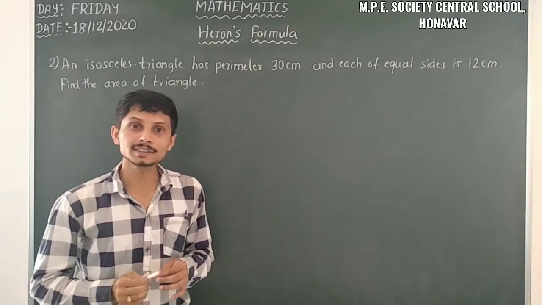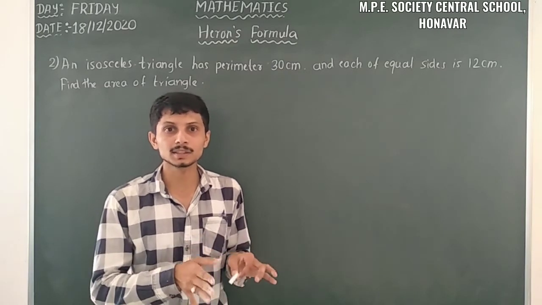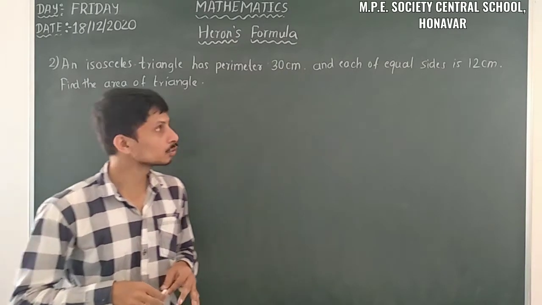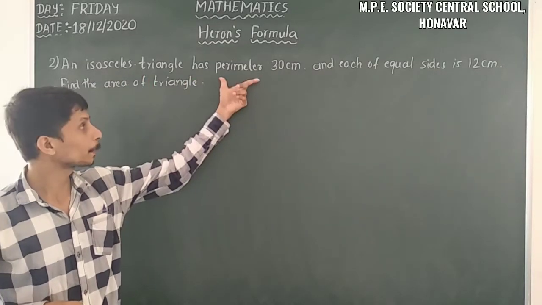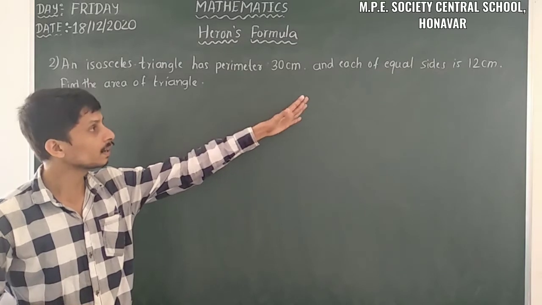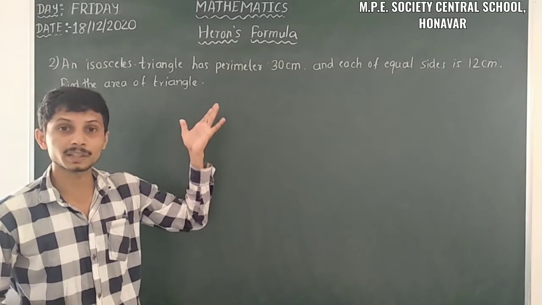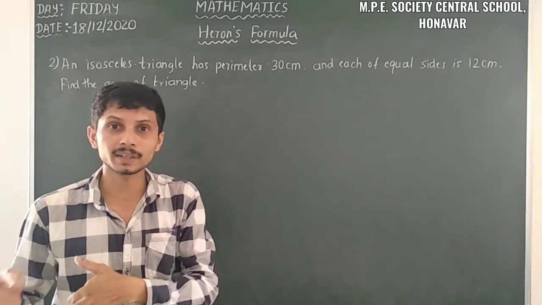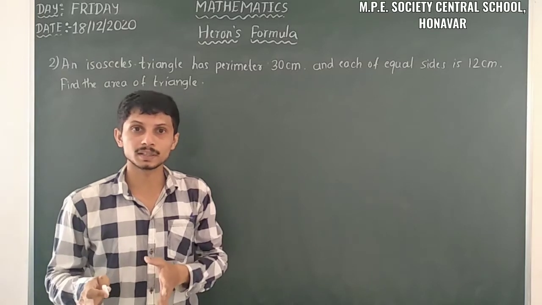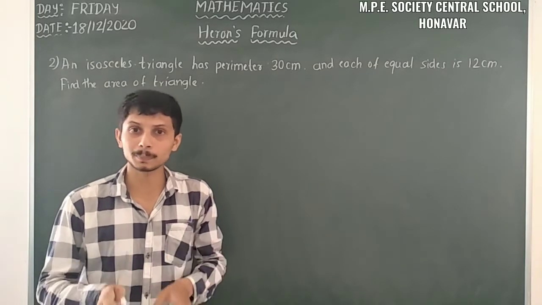So here also we have the same situation, but some differences are there. In the last case we discussed the scalene triangle. Here we have to find out the area of an isosceles triangle. Its perimeter is given, it is 30 centimeter, and each of the equal sides is 12 centimeter. That means another side is also 12 centimeter. That is A and B both are 12 centimeter. We have to take the same procedure.